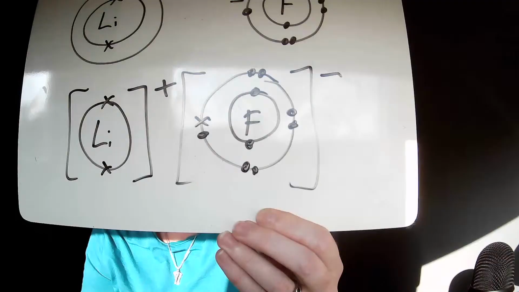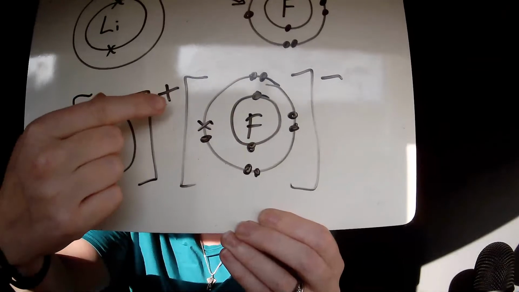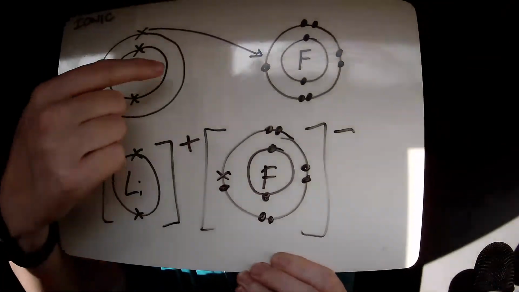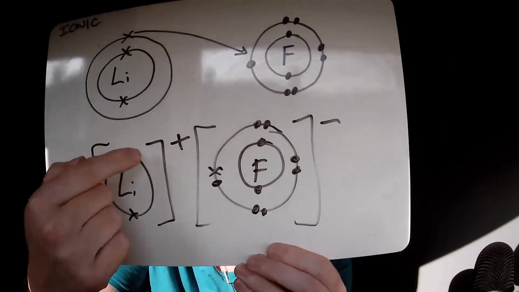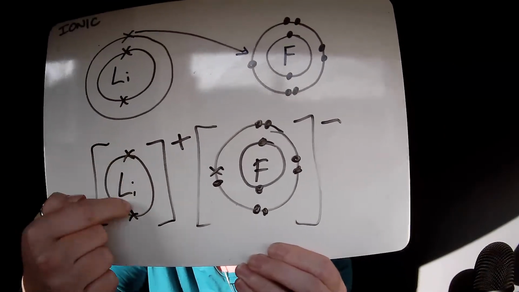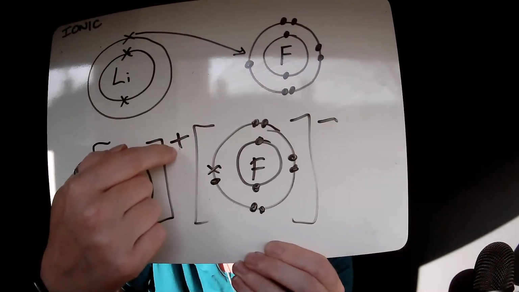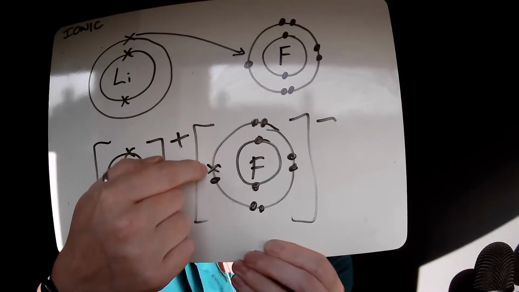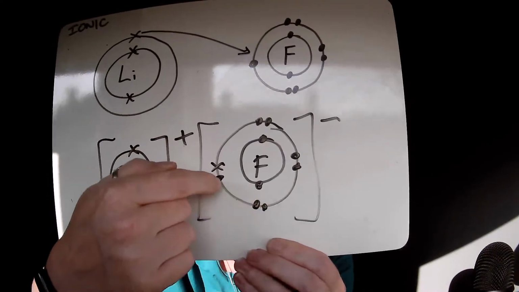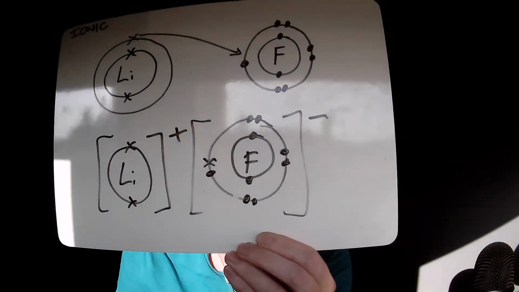Then what we need to do is make sure that we have got the little square brackets around it and the charge. So because lithium has transferred that electron across, we just draw that first shell with the 2 electrons, put it in the square brackets, it lost 1 electron, so it's got a +1 charge. Fluorine has gained that little cross from lithium, so it stays as a cross when all the others are dots, put it in the brackets, and put a single negative charge up there.